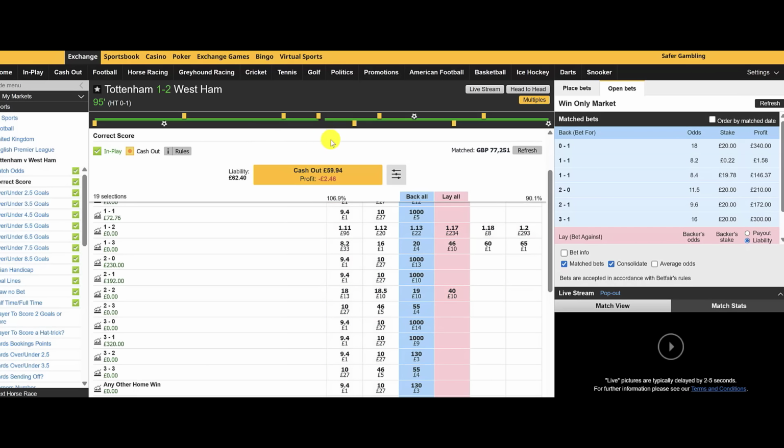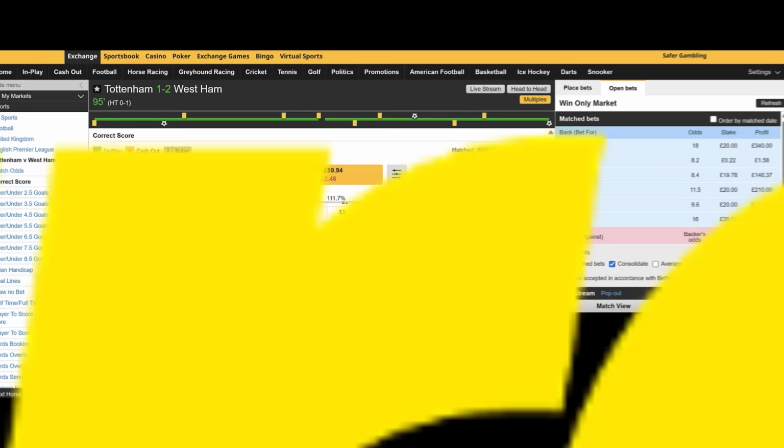And just another thing to point out, the cash out is offering you to lock in a minus £2, which doesn't make sense at all. We're going to break even on this. As said, absolute smash and grab. Tottenham 1, West Ham 2.